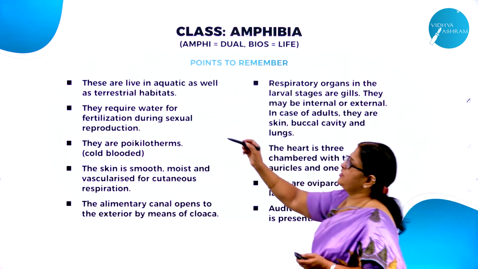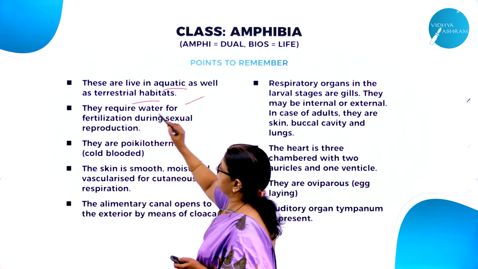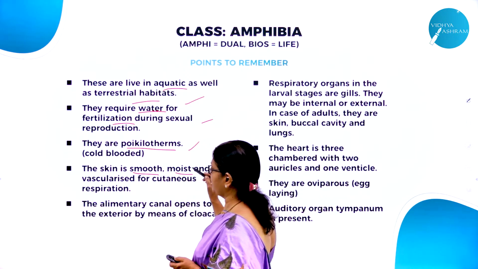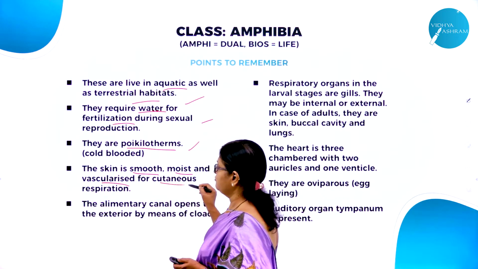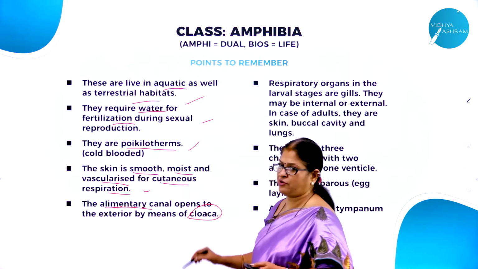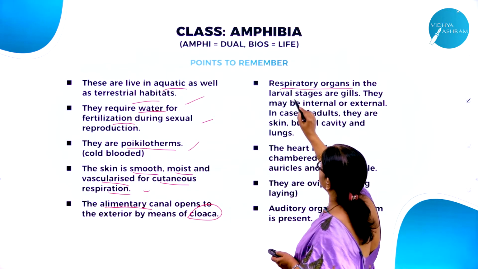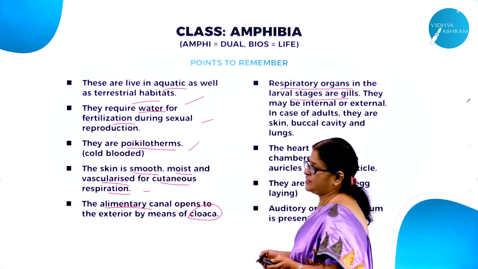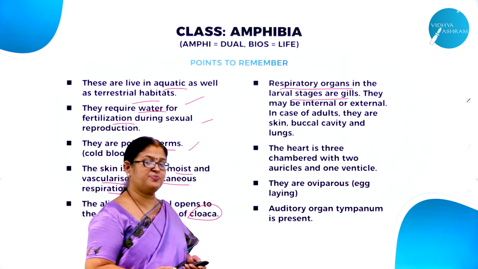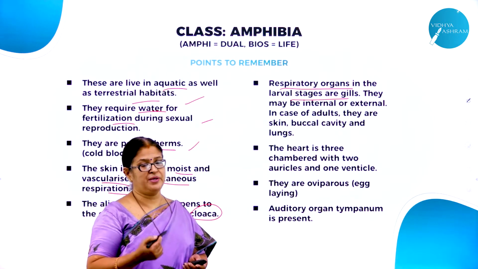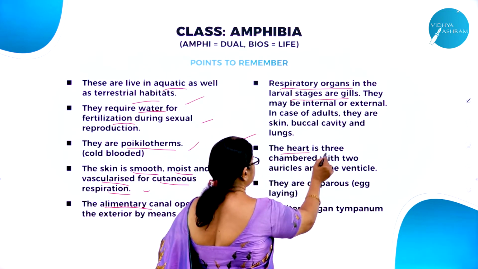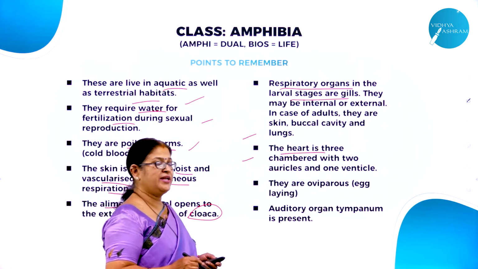So what is it? They live in aquatic as well as terrestrial habitats. They require water for fertilization. They are poikilotherms, and the skin is smooth, moist and vascularized, supplied with blood vessels for cutaneous respiration. The digestive system or the alimentary canal opens to the exterior by means of the cloaca. Then the respiratory organs in the larval stages are gills, and as it gets transformed into an adult, it may respire through the mouth, called buccal respiration, or through lungs, called pulmonary respiration, or through skin, called cutaneous respiration. And the heart is 3-chambered with 2 auricles and 1 ventricle.